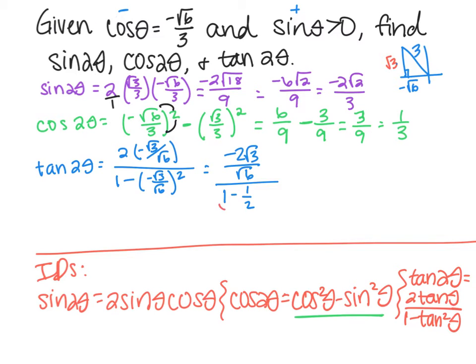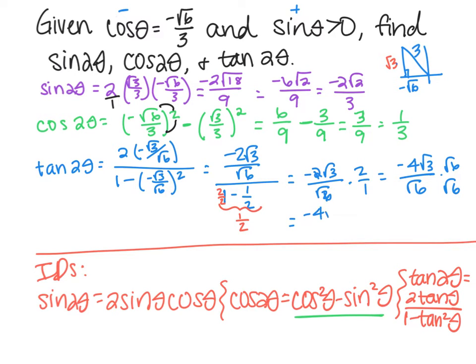So now on the bottom, simplify this out. Essentially 1 minus 1/2 just equals 1/2. So we're going to flip it up and multiply. Get negative 2 root 3 over root 6 times 2 over 1. Oops, wrote that wrong, root 6. So now we have negative 4 root 3 all over root 6. Rationalize this out, times root 6 over root 6. And we have negative 4 root 18 all over 6.